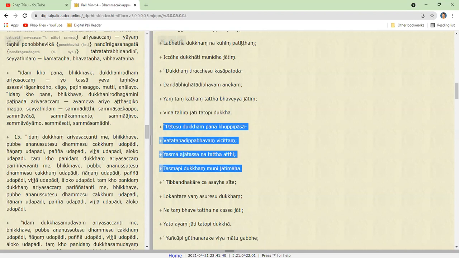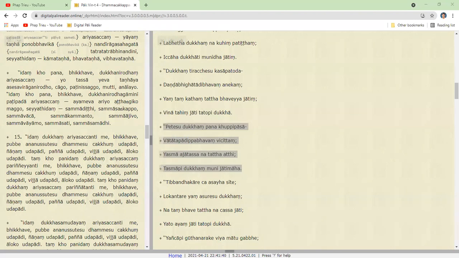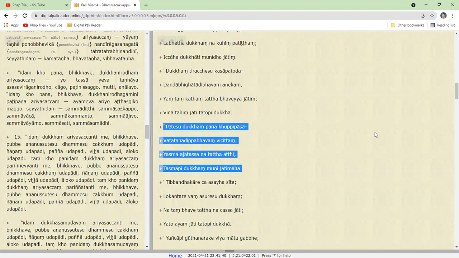Petesu Dokhan Kopi Pasa Wada Dabati Pabawin Vijadan. This Kopi Pasa Wada Vijadan is modified to the Dokhan. Therefore, there is strange pain which arises on account of hunger, thirst, wind, sun, and so on in the hungry ghost plane. You can translate it.